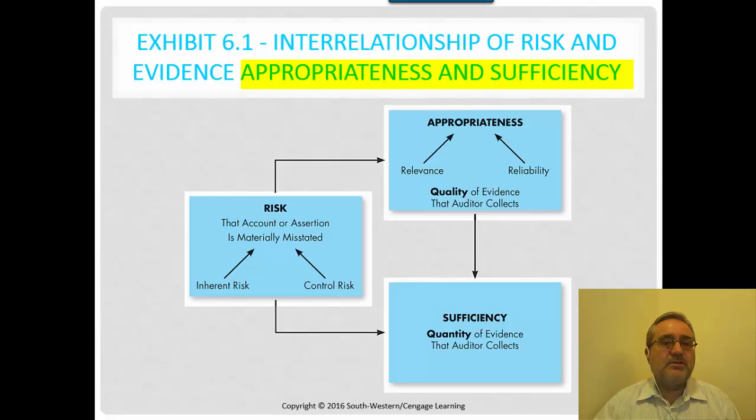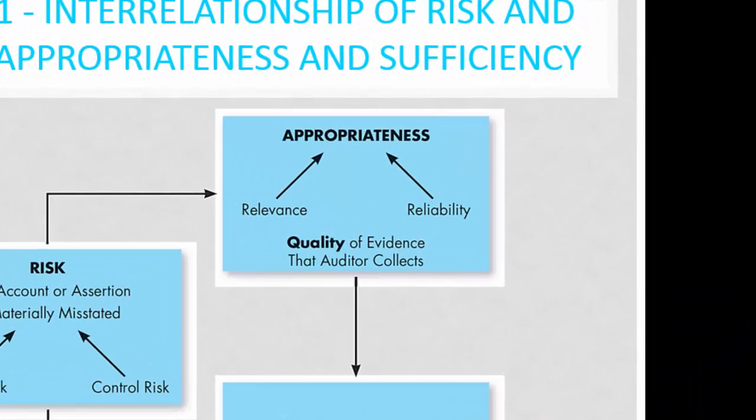So let's talk about these terms and understand how these work together as we are developing an audit plan and the type of evidence that we are actually using. The term appropriateness relates to the relevance and reliability of the evidence. This is the quality of the evidence that the auditor collects. Now we'll talk specifically about relevance and reliability as it relates to appropriateness, but keep in mind that these are the two terms that drive appropriateness.